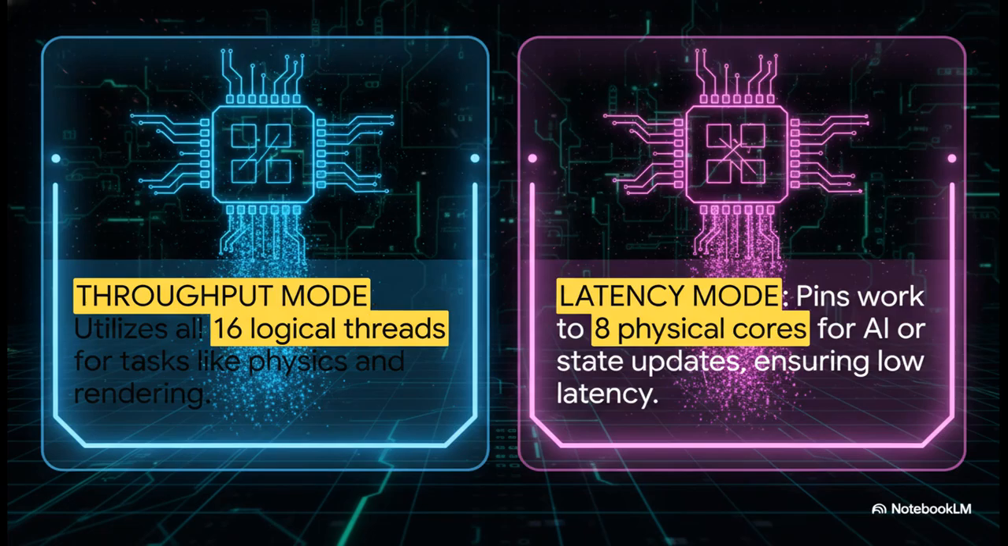And this is where V-Engine gets really clever. It doesn't treat all threads the same. For something like rendering, where you just need raw number crunching power, we go into throughput mode and saturate all 16 logical threads. But for jobs that are super sensitive to delays, like AI decision-making, using those shared logical threads can cause problems. It's called cache contention. Those 2 logical threads are fighting over the same workspace, slowing each other down just a tiny bit. So for those critical tasks, we switch to a dedicated latency mode.